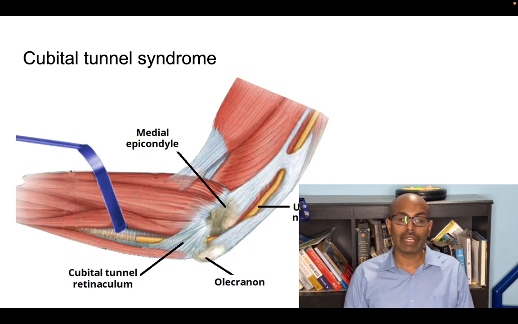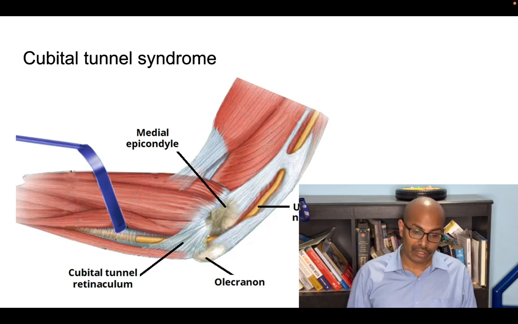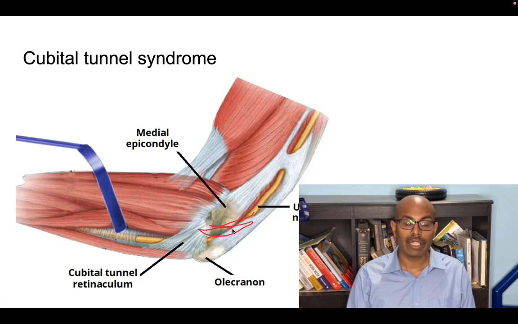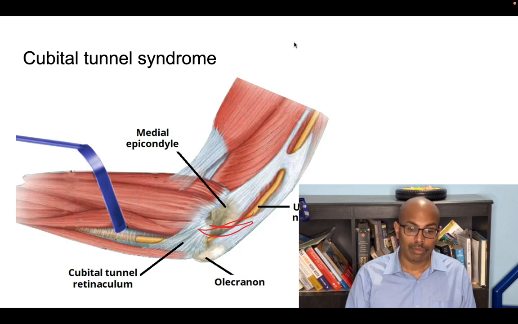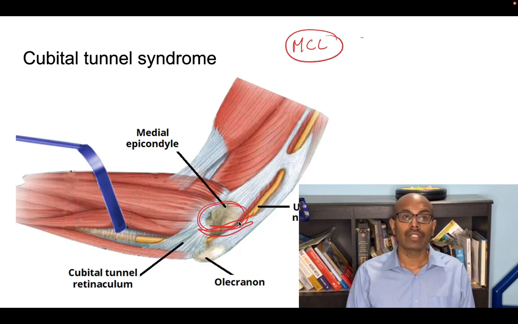Now let's come to the cubital tunnel syndrome. In the cubital tunnel syndrome, the ulnar nerve is compressed behind the medial epicondyle. So what are the borders of the cubital tunnel? The posterior border is formed by the medial oblique portion of the medial collateral ligament, right? The other boundaries of the cubital tunnel include the medial epicondyle and the olecranon, right?